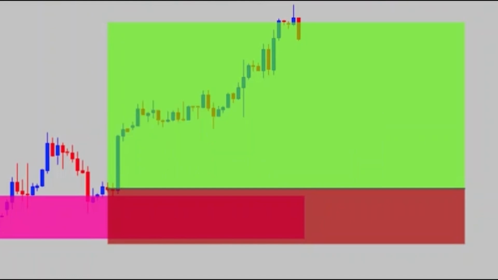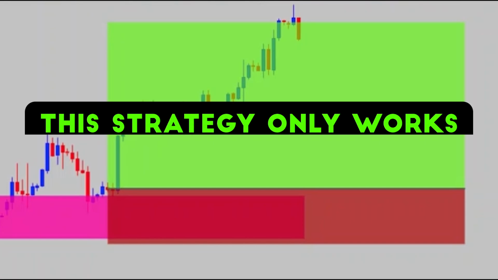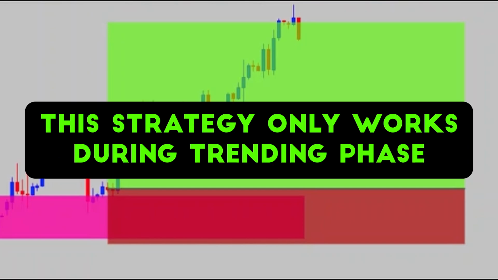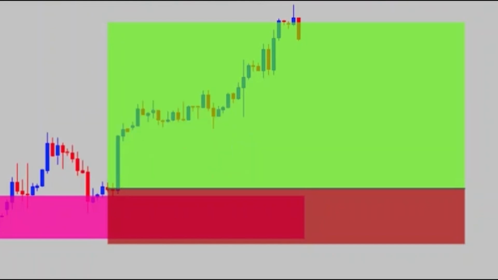This strategy would help you in buying the currency pair at a lower price and selling it at a higher price. Before we begin with the strategy, let me tell you that this strategy only works during the trending phase. So, avoid using it during the ranging phase. Let us learn this strategy through an example to give you a better understanding.